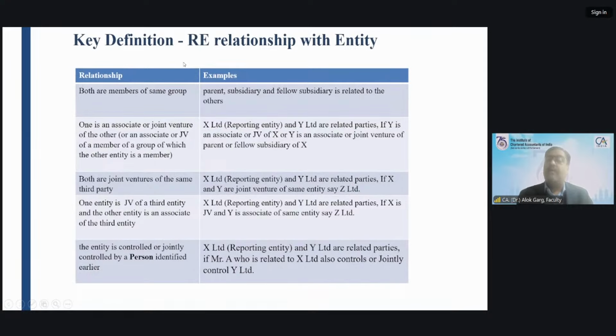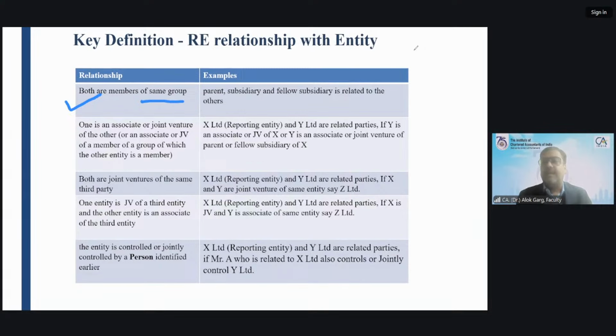So relationship. An entity will become the related party of the reporting entity if the entity and the reporting entity both are members of the same group. What is meant by group? Parent, subsidiary, and fellow subsidiary are related to each other, right? So group means parent including subsidiary and fellow subsidiary.